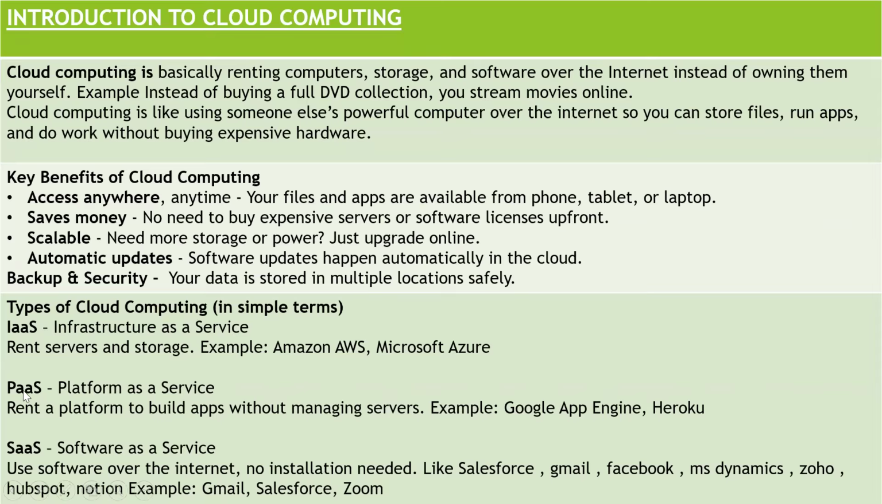Now, the second type of cloud computing is PaaS. PaaS means platform as a service. Rent a platform to build an app without managing servers. For example, Google App Engine, Heroku, and even Salesforce. So what is PaaS? The providers are giving you a platform where you can build your application. That means platform as a service.